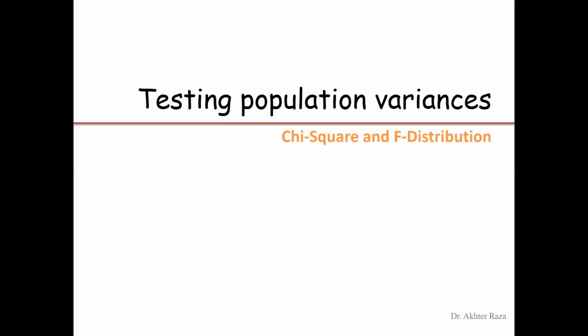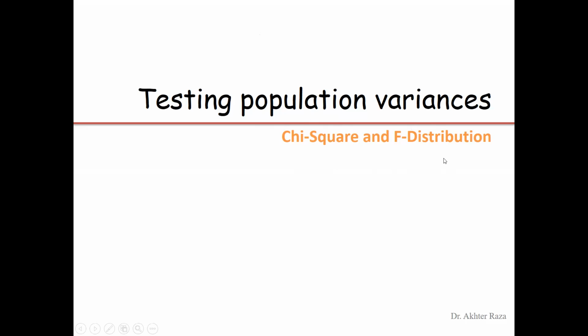In this presentation, the testing of hypothesis for one and two population variances is to be described. Testing of hypothesis for one population variance can be done by using the chi-square distribution, and testing the equality of the two population variances can be tested by using the F distribution.